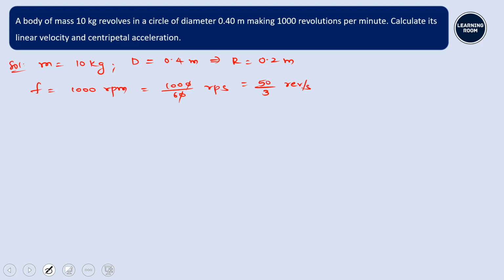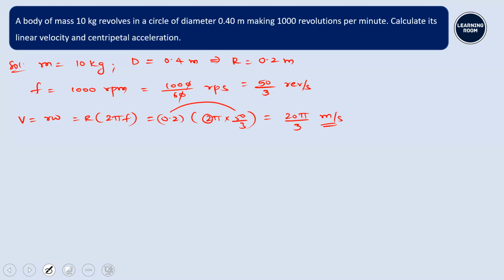What is our expectation? We need to find the linear velocity. So v is equal to R into omega. Here, R is capital R, and in the place of omega, I can write 2 pi f. So the value is 0.2 into 2 pi into f, and f is 50 divided by 3. So 50 multiplied with 0.2 is going to give us 10, and 10 into 2 is going to give us 20. So 20 pi by 3 meter per second is the linear velocity.